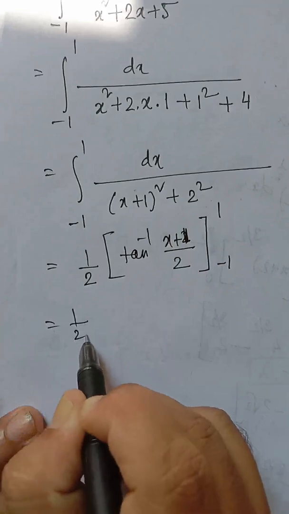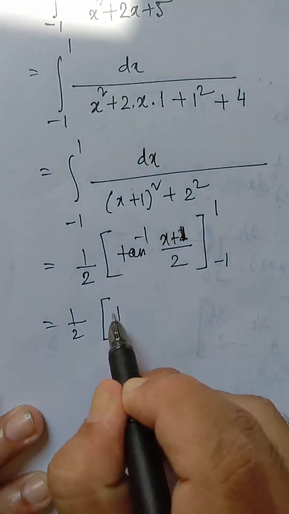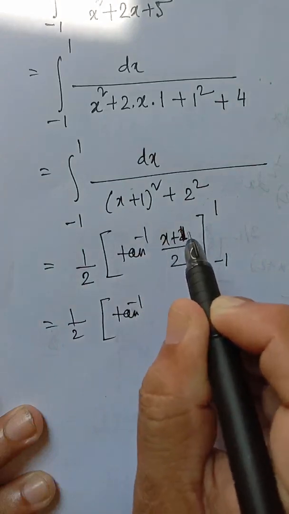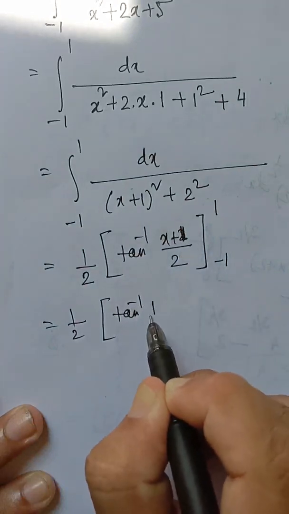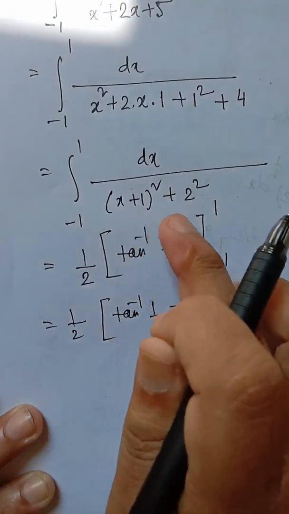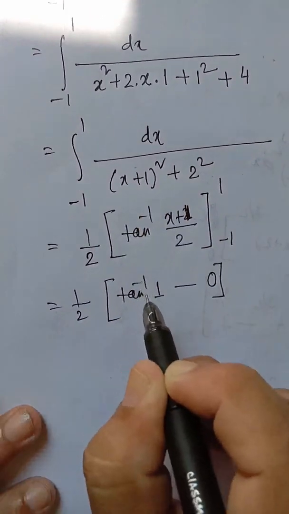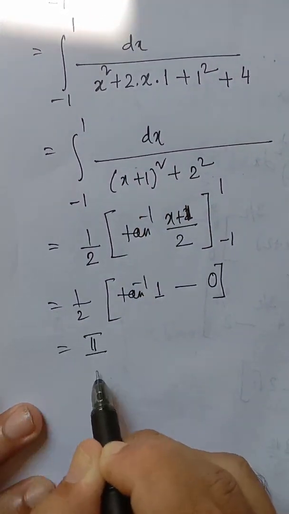So half. Here first of all we will put x equal to 1, so it will be tan inverse of 1 plus 1, 2 by 2, 1 minus, next we will put x equal to minus 1, minus 1 plus 1 is 0, tan inverse of 0 is 0, tan inverse of 1 is pi by 4, so the answer will be pi by 8.